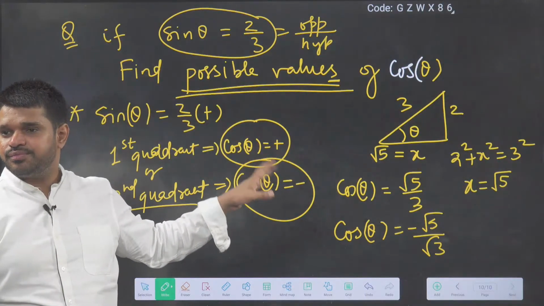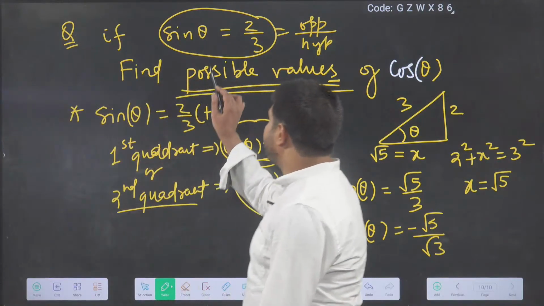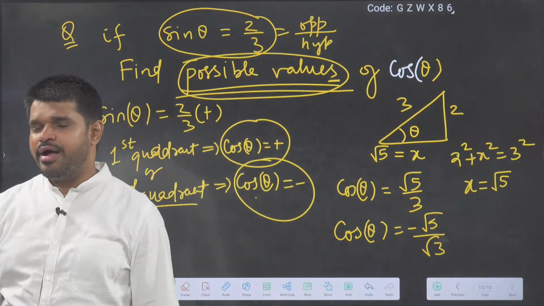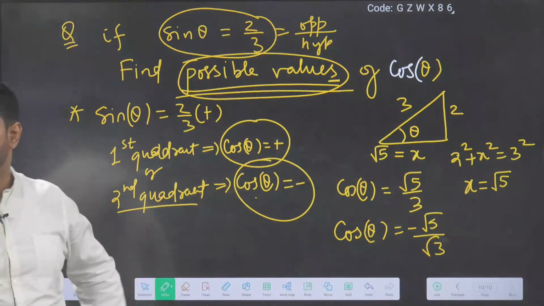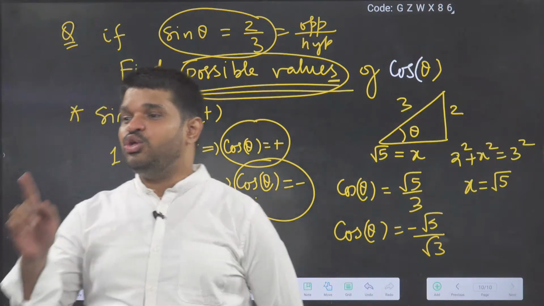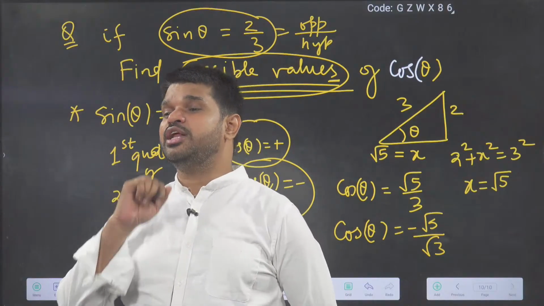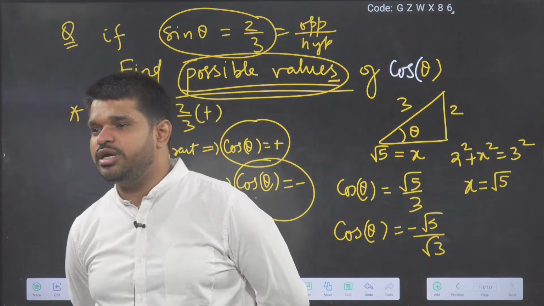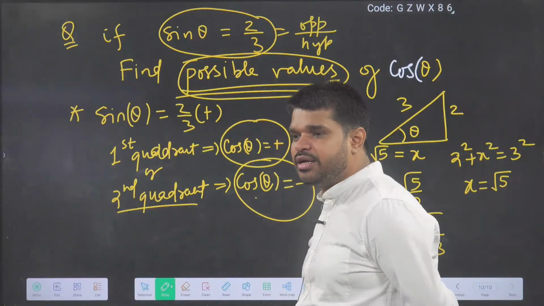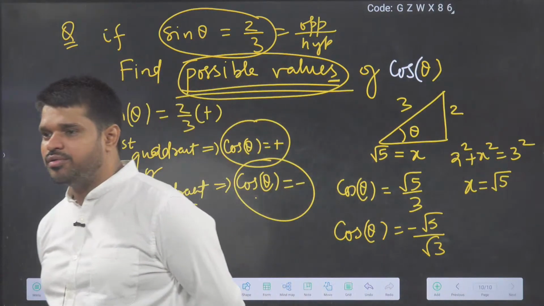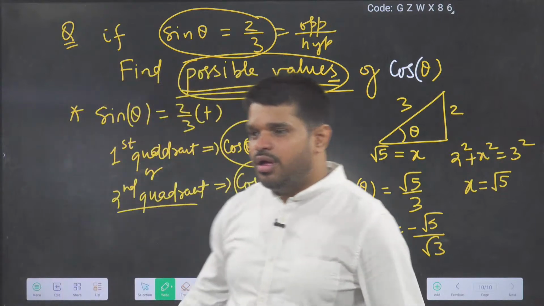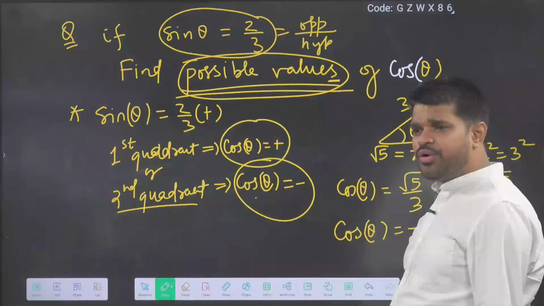Clear? Understood the meaning of possible values? Anyone having any kind of confusion? You can also do it using trigonometric identity. Okay, should I continue?